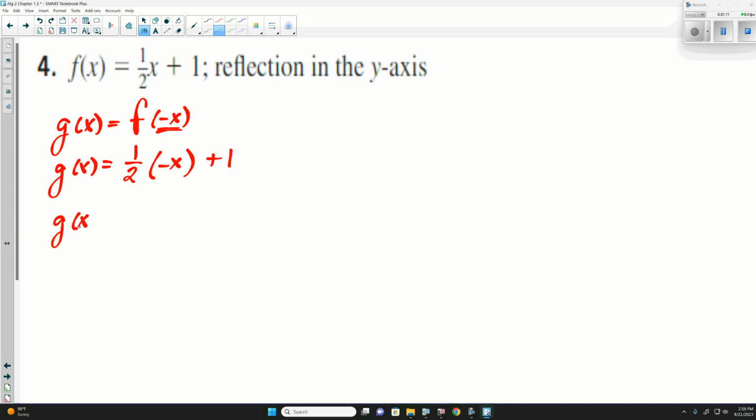Now this time we do have to do some multiplying together, because up to this point it had just been negative x by itself. There hadn't been anything with it. But this time we do have to multiply the 1/2 and the negative x. We have to multiply these two together. So is it just plus 1? Yep, that's it.